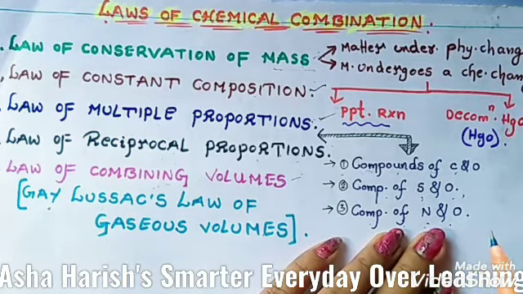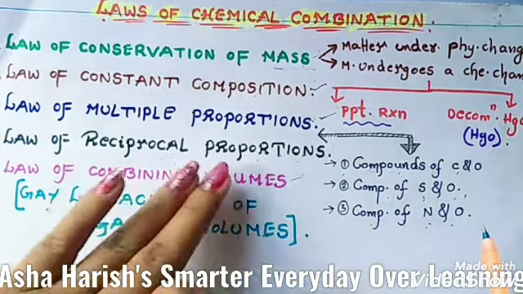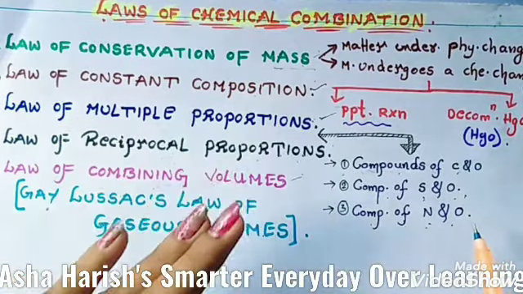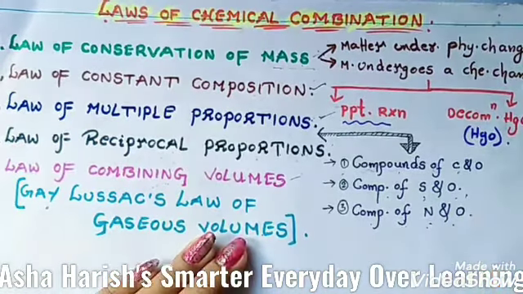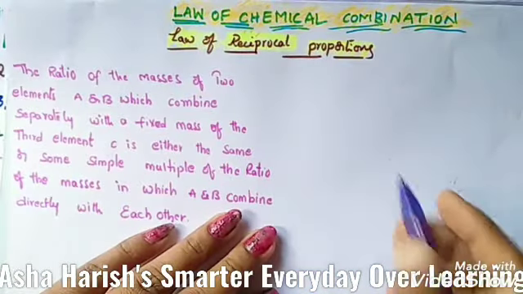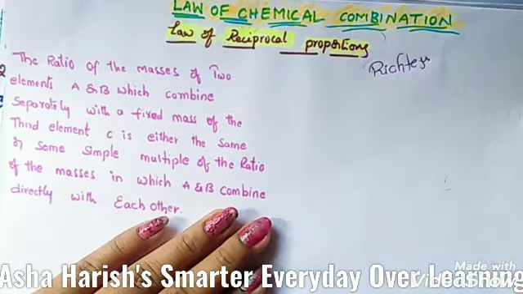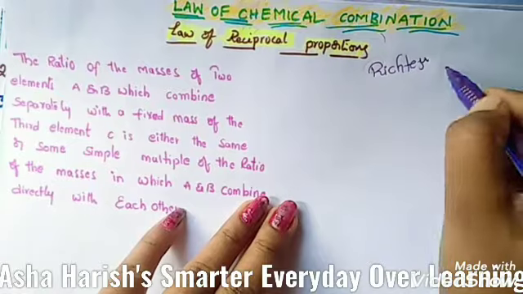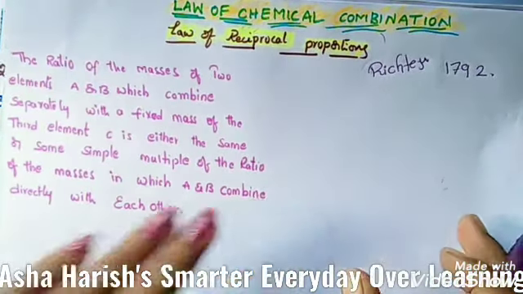And now students, in today's session we have to learn about the law of reciprocal proportions. First of all, we have to know the definition of this law of reciprocal proportions. This law was put forward by the scientist Richter in the year 1792. Okay, here is the definition.